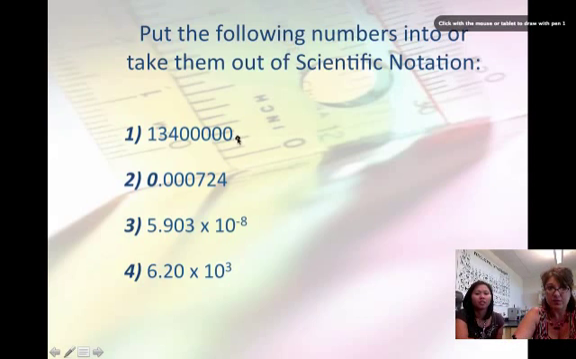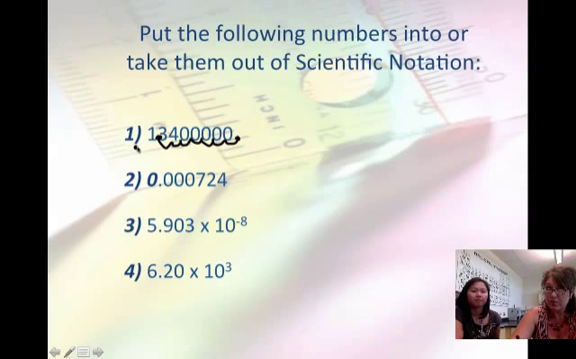In any whole number, we have a decimal that's implied at the end. How many places do I get in front of my decimal? Let's start counting: 1, 2, 3, 4, 5, 6, 7. That's where I stop. I don't keep going because I'm only allowed 1 digit in front. I can't put the 3 and the 4 there too. And we moved it 7 times.